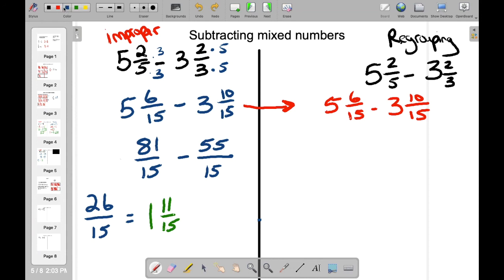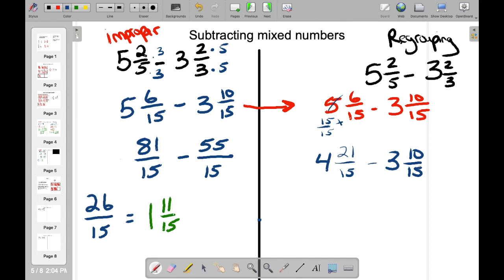Instead of just subtracting and creating a negative number, I can borrow a whole number and I can turn this into 4 wholes. But then that whole number has to move into this other thing. And if I remember that a whole number is 15 fifteenths, I can add that to the 6 fifteenths to create 21 fifteenths, which is the same as 5 and 6 fifteenths. It's just not in simplest form anymore. Then the number on the left does not have to change. And now I can do the regrouping strategy.